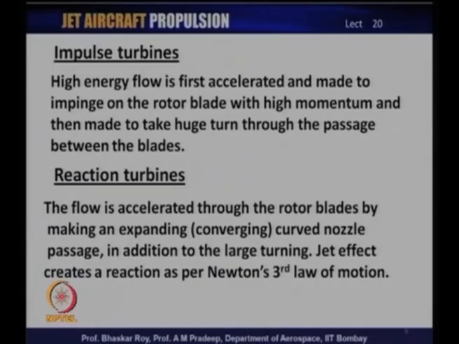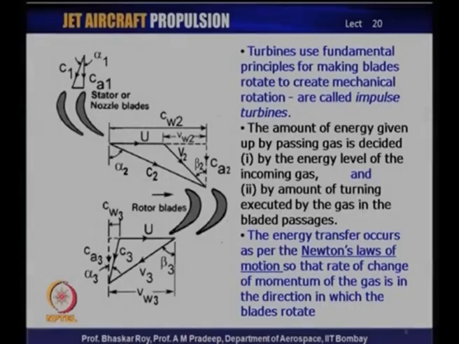So, we have this curved passage through which the flow of course takes a huge turn, but they are not only hugely curved, they are also converging passages, and as a result we have a jet effect that is created by these nozzles, rotating nozzles really. Then we get the reaction in rotation, and the reaction of course creates a reaction force as per Newton's third law of motion, and hence we have reaction turbines.